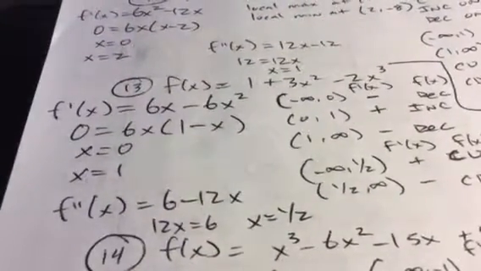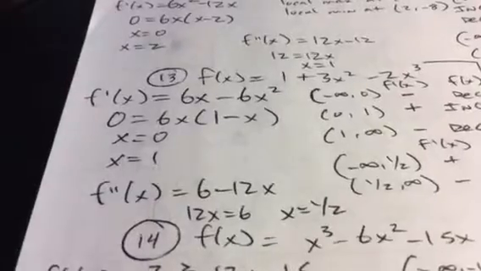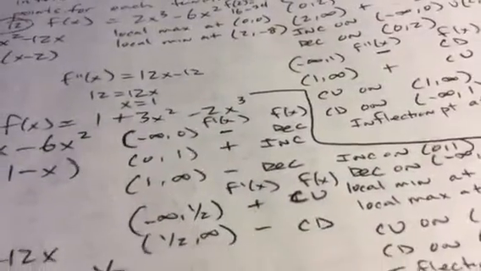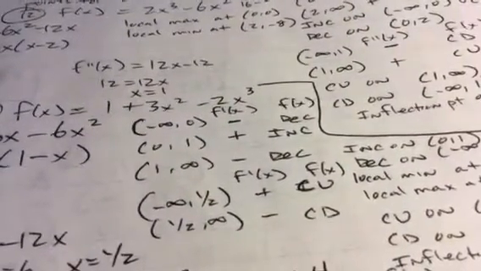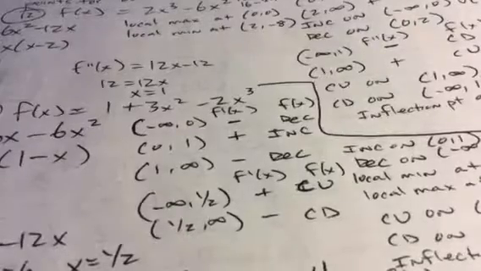Okay, take the first derivative. Set it equal to 0. Those are your 2 critical values. Those are your 3 intervals: -infinity to 0, 0 to 1, 1 to infinity. Find some points that work.